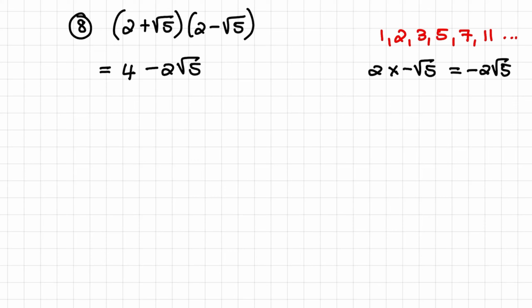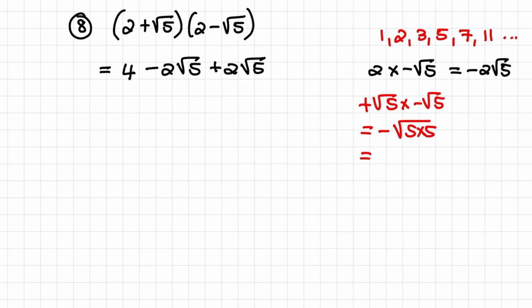Then I take the second term in the first bracket and I multiply it with every term in the second bracket. So it's square root 5 times 2, which is equal to positive 2 square root 5. And then we have square root of 5 times the negative of the square root of 5, which is a positive value multiplied with a negative value. So the answer would be negative. And then we have square root 5 times 5, which is simply the square root of 25. So that will be equal to negative 5. Therefore, the square root of positive 5 times the square root of negative 5 is equal to negative 5.